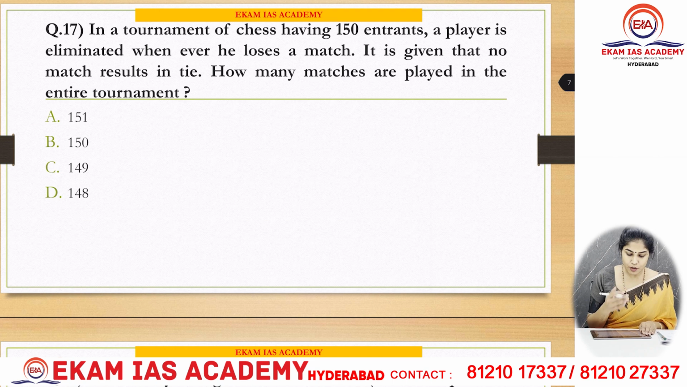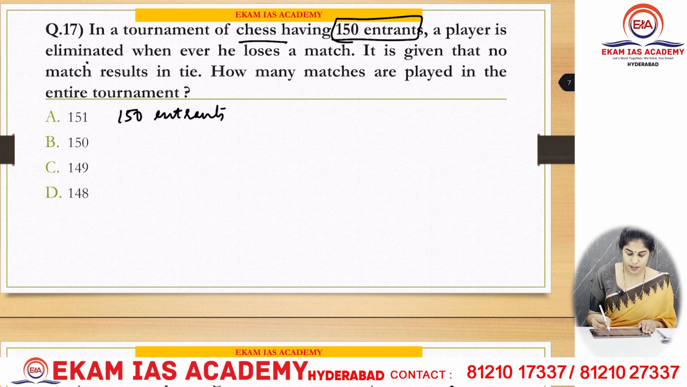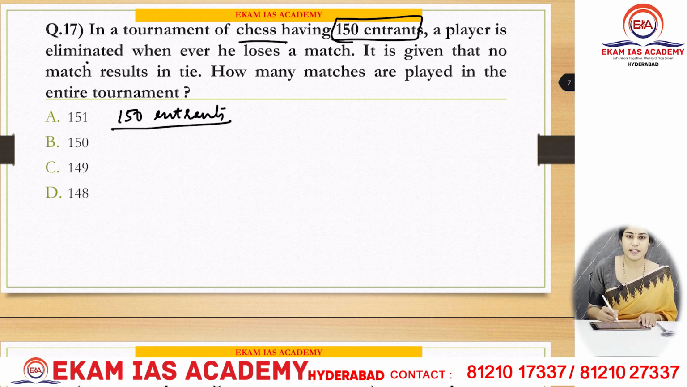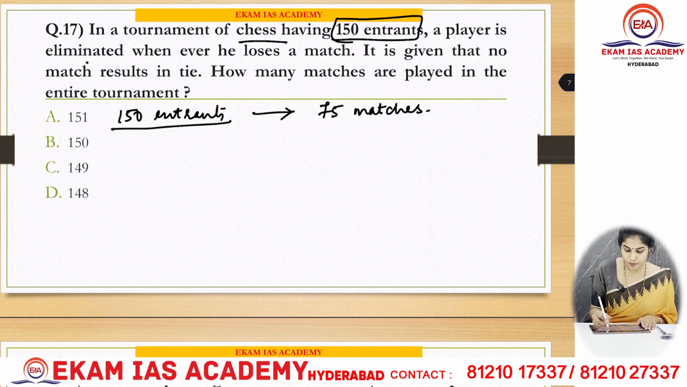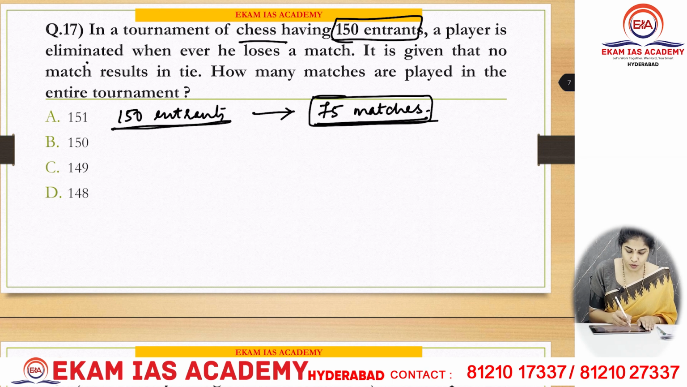Next question. In the tournament of chess having 150 entrants, he is telling there are 150 entrants, right? A player is eliminated whenever he loses a match. Okay. So 150 entrants in the chess, we have 2 players per match, right? So 150 entrants, 75 matches. And in every match, one of the players is eliminated. So remaining entrants would be 75 players, right?